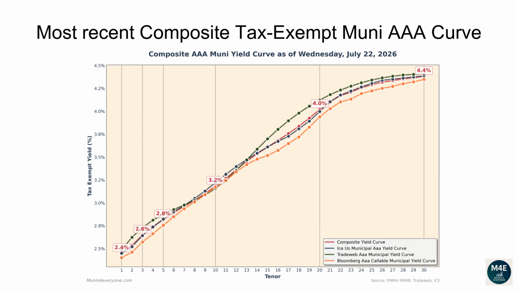The one-year composite tax-exempt yield is 2.45%. The two-year yield is 2.54%. The three-year yield is 2.65%. The 5-year yield is 2.82%. The 10-year yield is 3.18%. The 20-year yield is 4.02%. The 30-year yield is 4.38%.